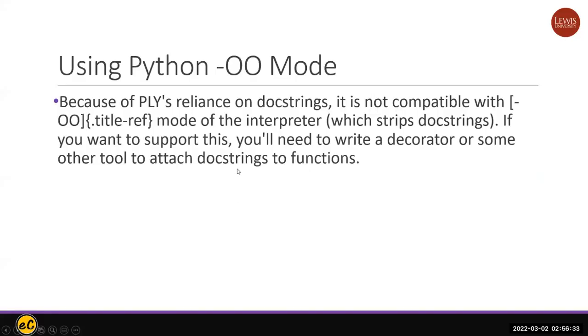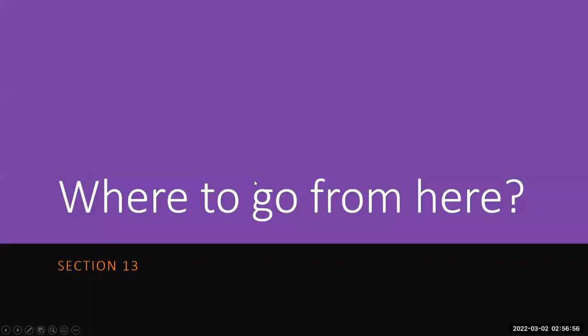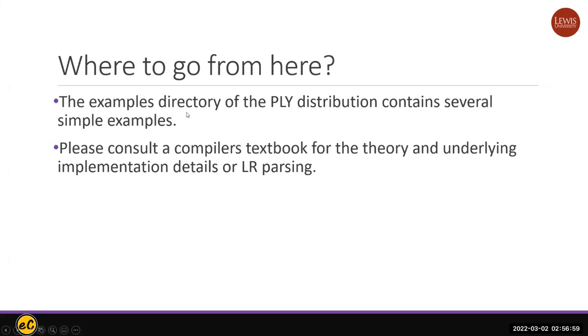Using Python with the -OO option: PLY needs a lot of the docstrings, so it's not compatible with -OO. You cannot run Python with -OO, because then the docstrings will not be supported and PLY will not work. So you should not do that. The examples directory of the PLY distribution contains several examples, so you can also look at where you installed PLY.